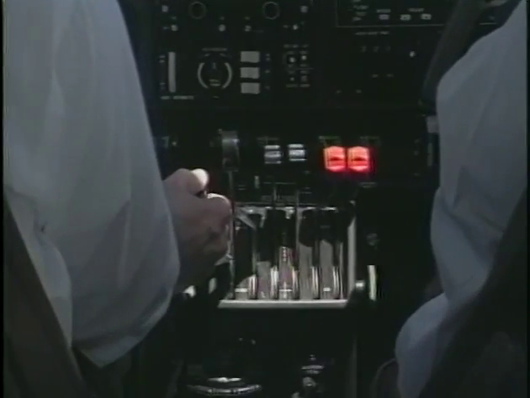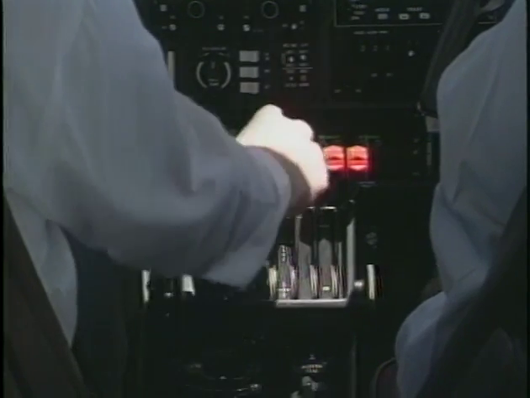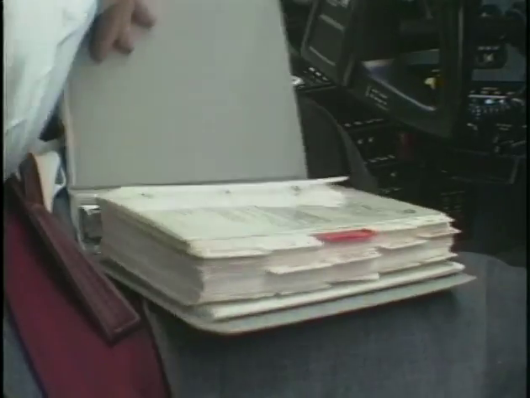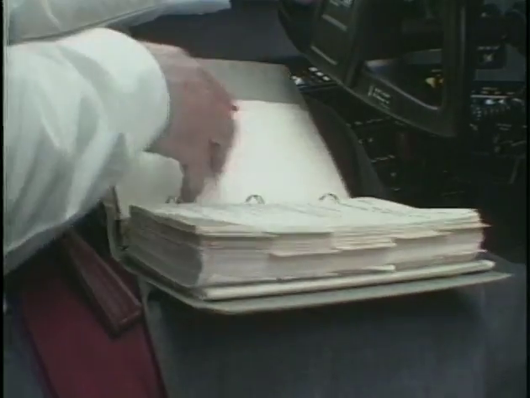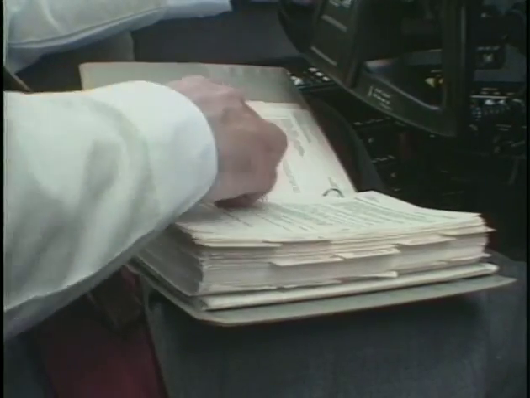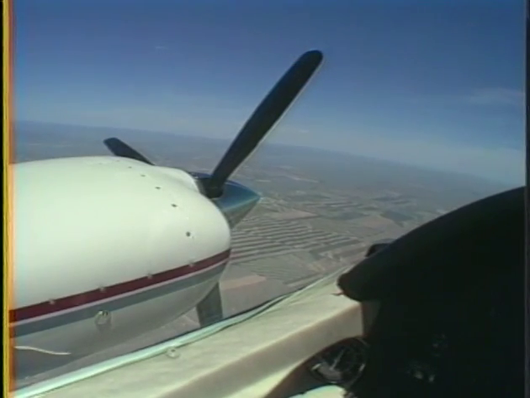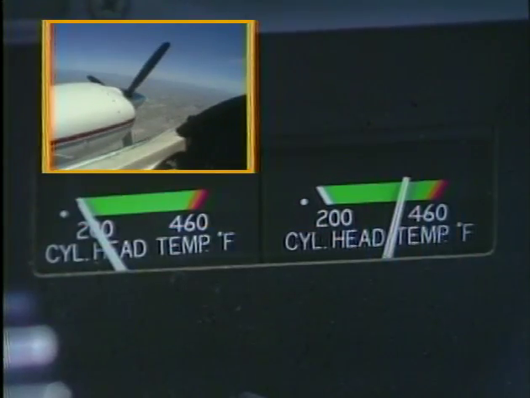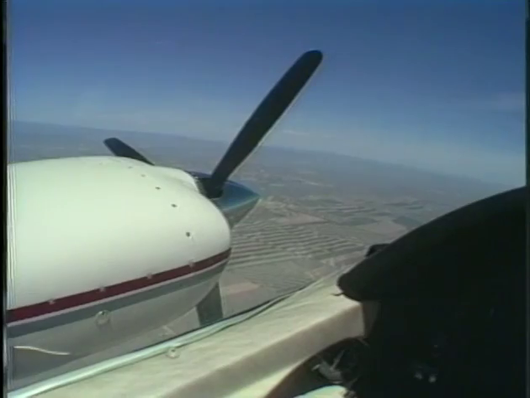Once you have verified the inoperative engine, shut it down by moving the propeller control to the feather position and pulling the mixture to idle cutoff. Use the checklist in the pilot's operating handbook to accomplish all the actions for securing the failed engine. When you've stabilized the airplane in single-engine flight, trim off the control pressures and monitor the operating engine for any signs of overheating or other malfunctions.